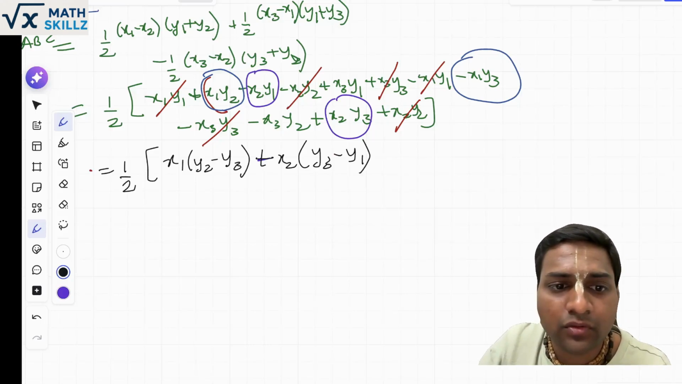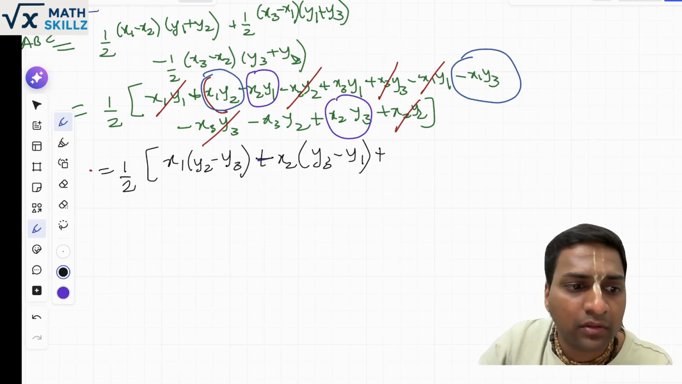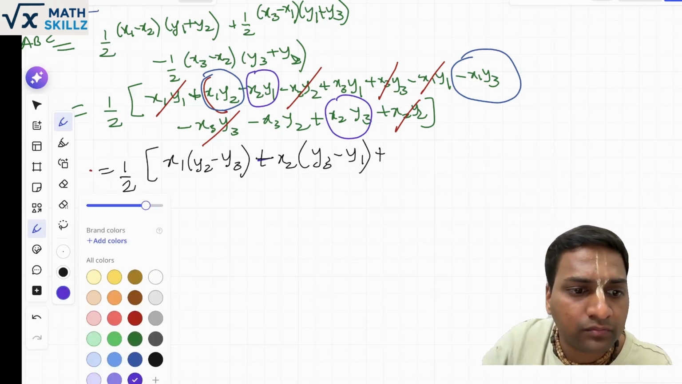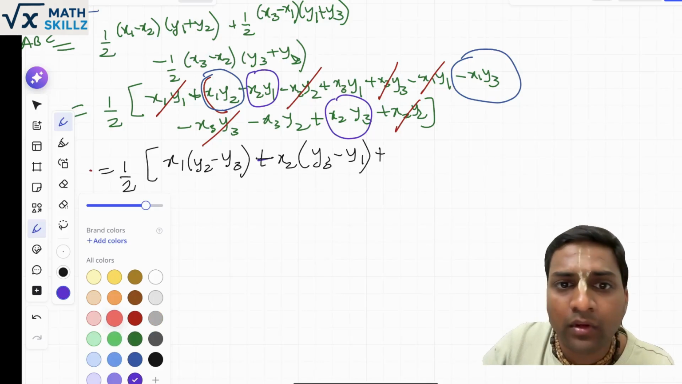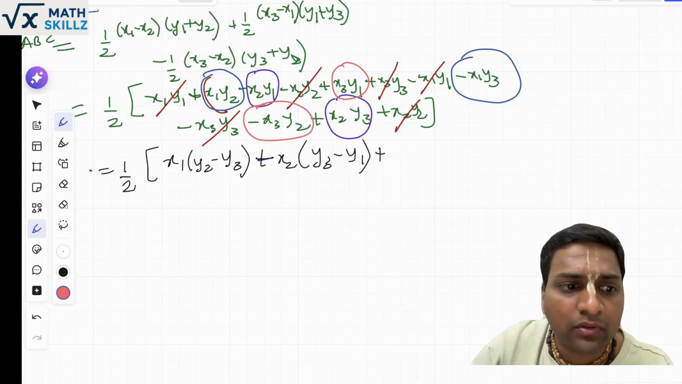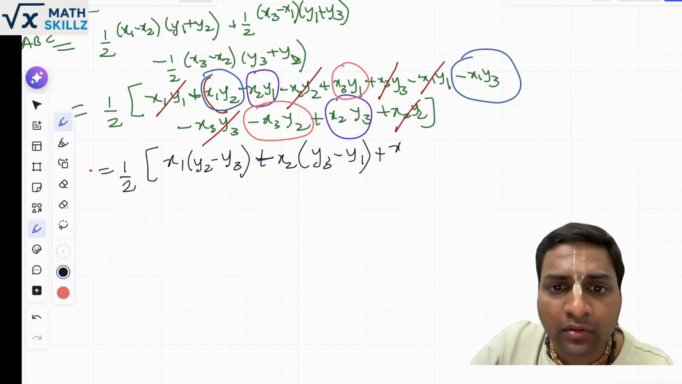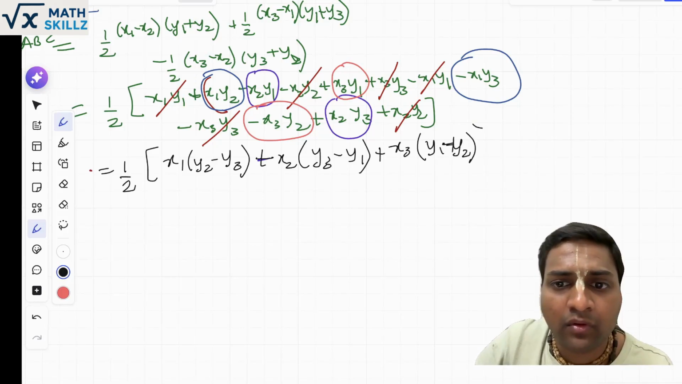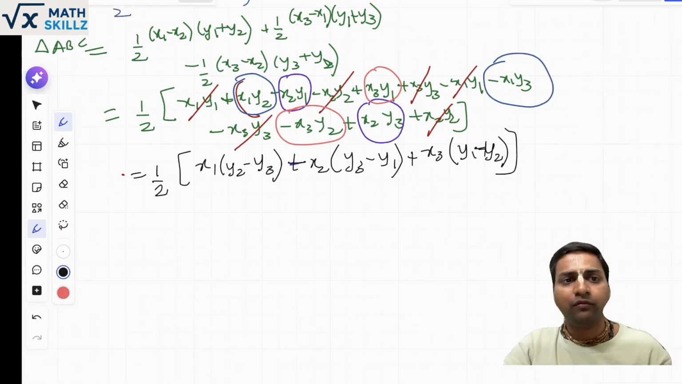Then plus, now I will take this x3 here, and I have another x3 here. So I'll take x3 common from these two. If I take x3 common, then that will be y1 minus y2. So finally I derived the area of triangle formula.